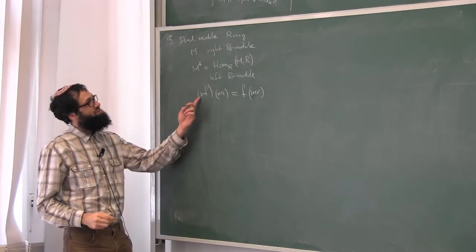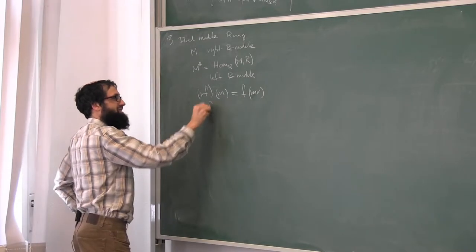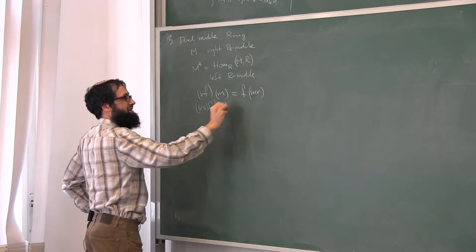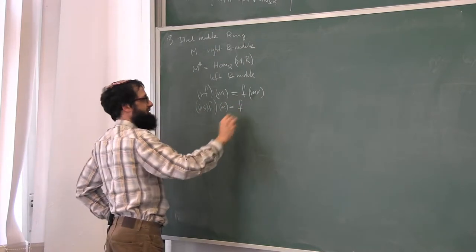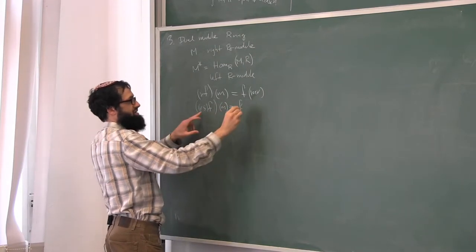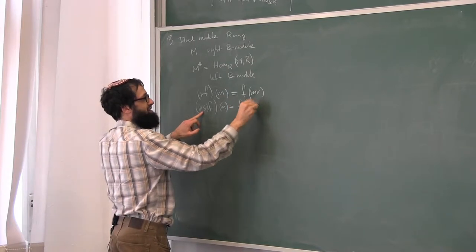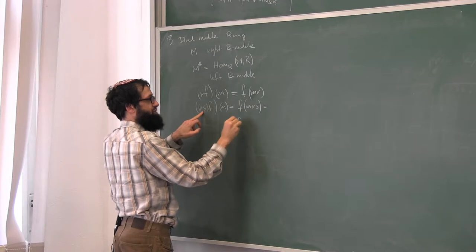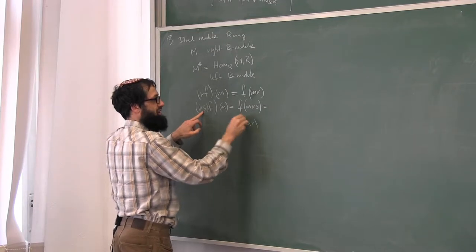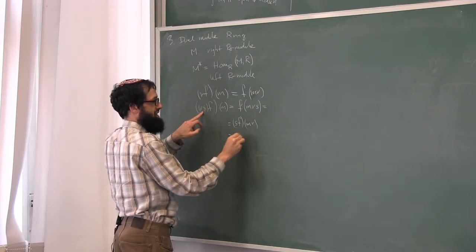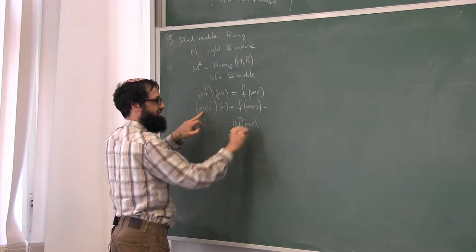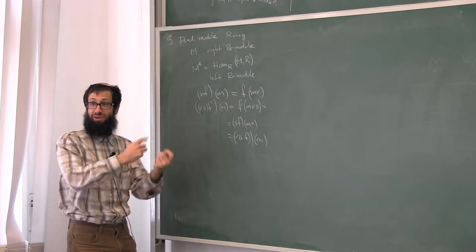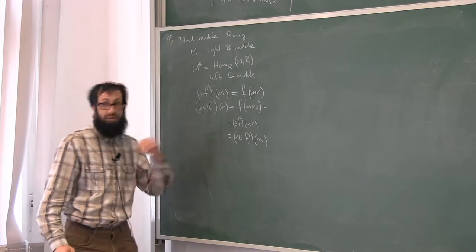So why should it be a left module? Because RS acting on F, M, it must be F(MRS), which is SF(MR), which is RSF(M). So this way we preserve the order.